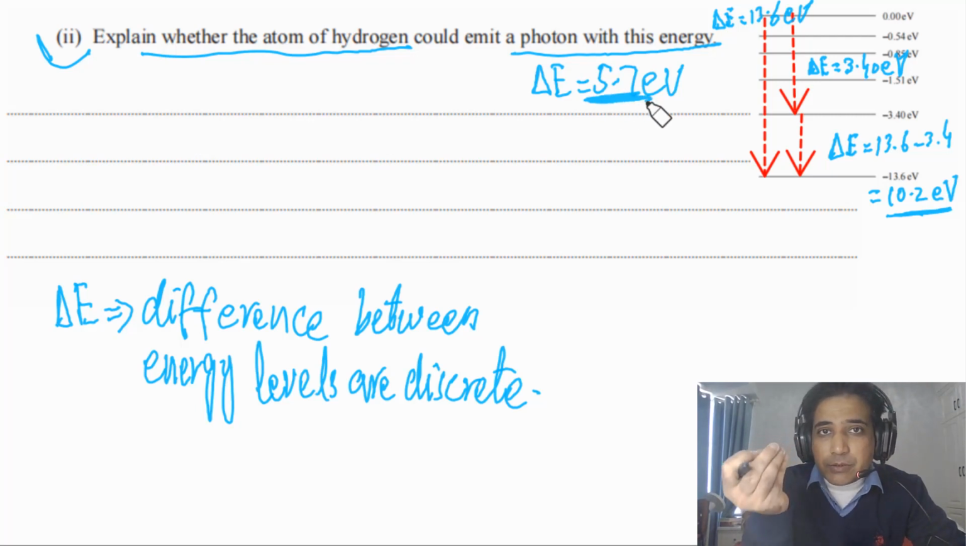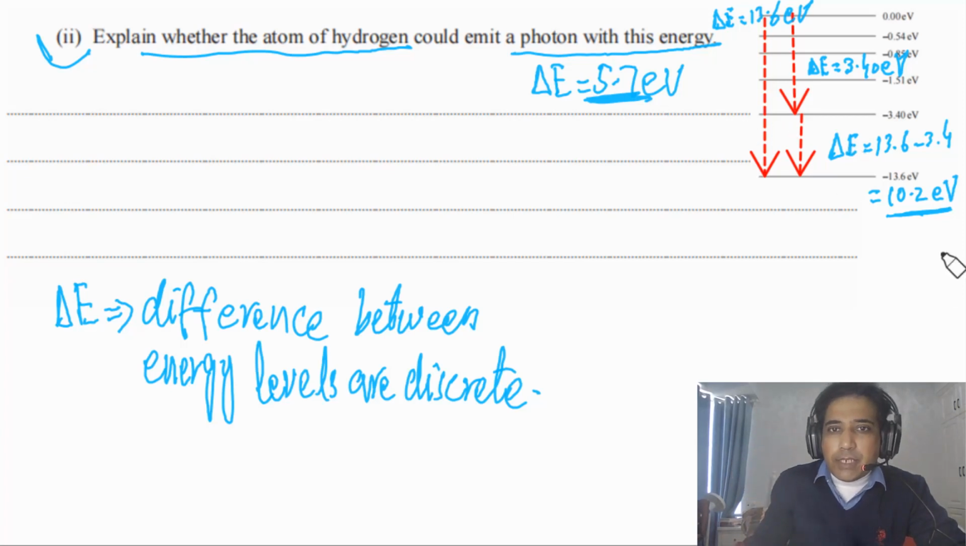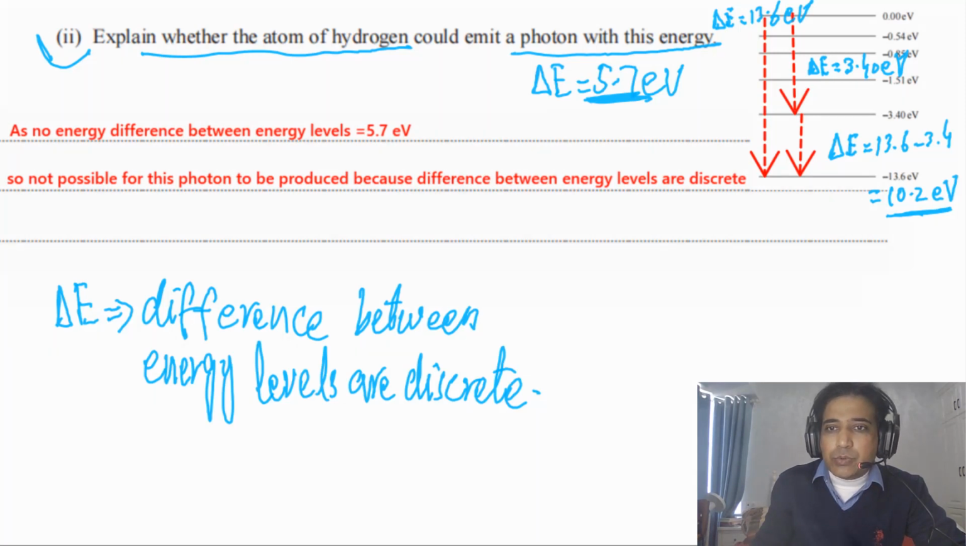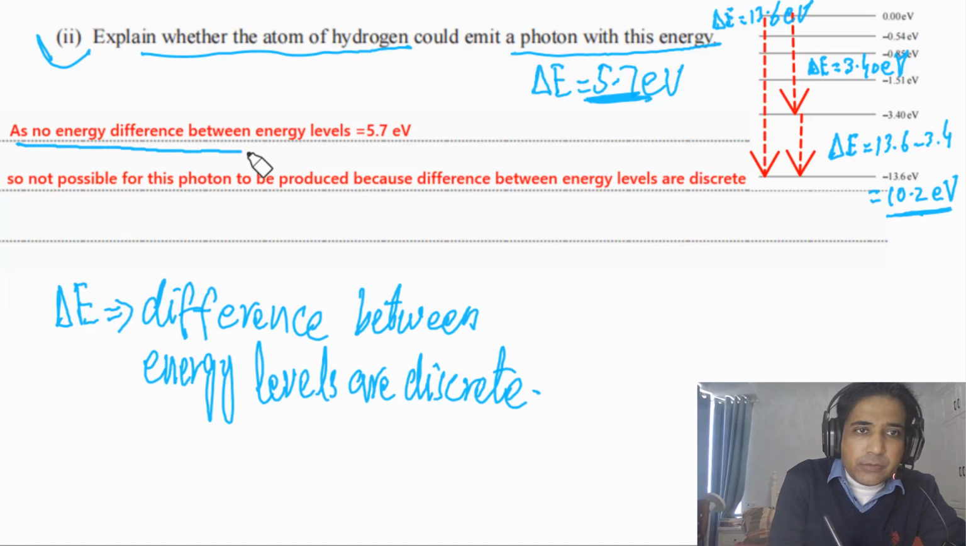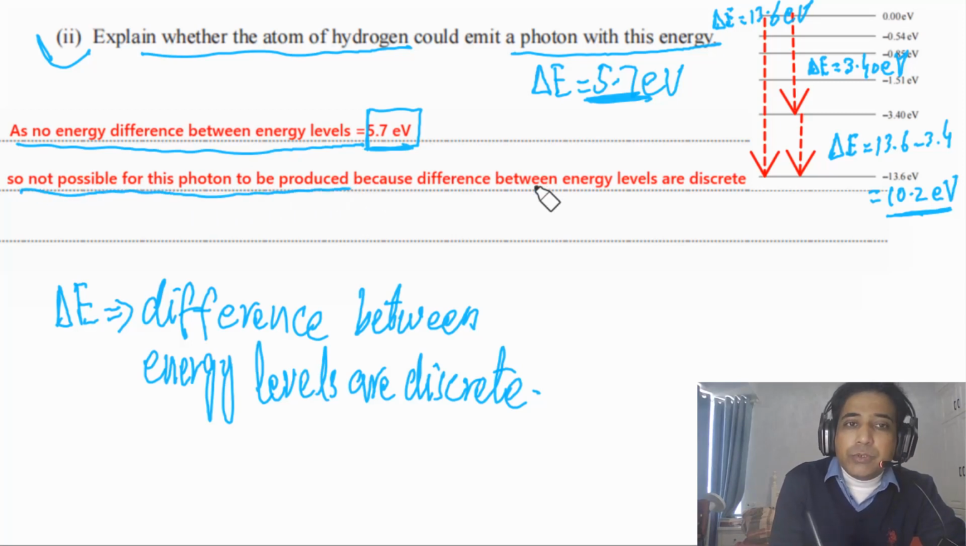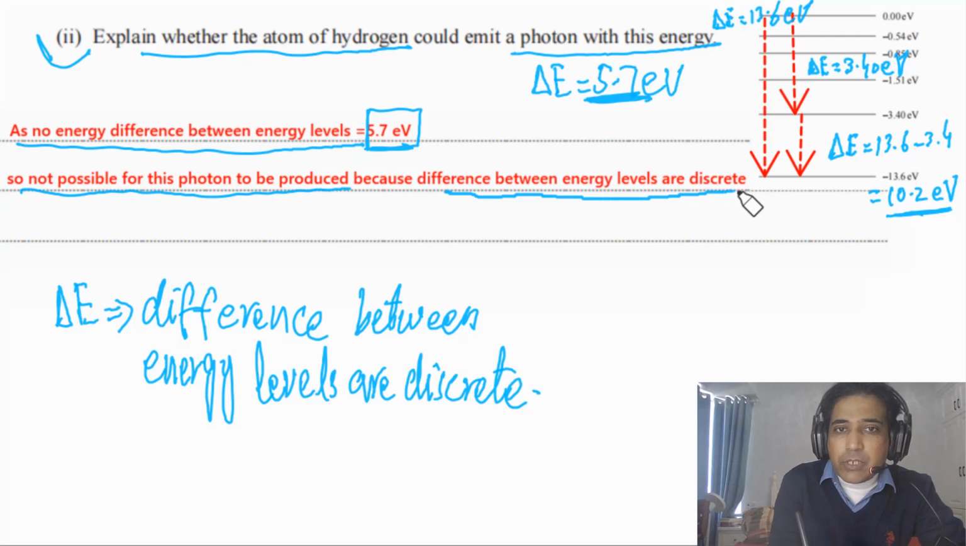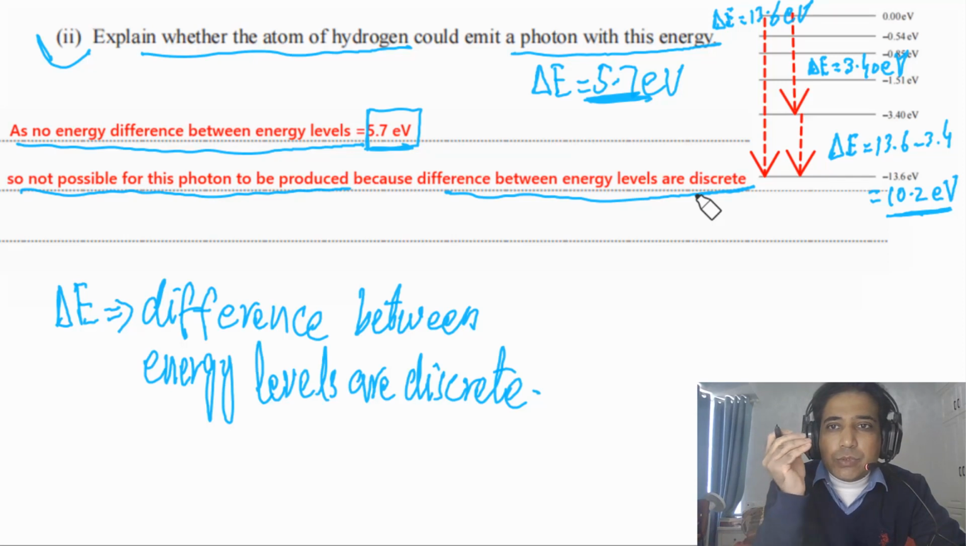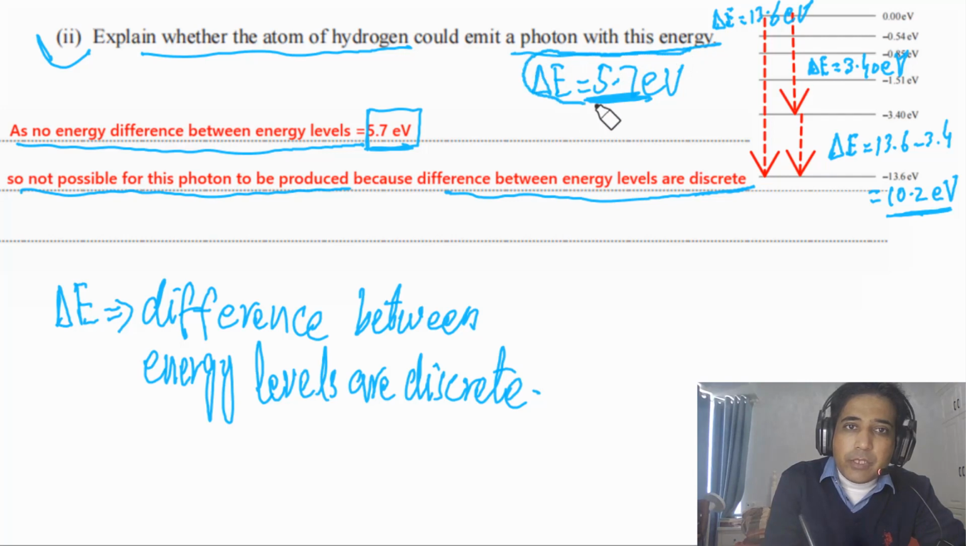So these are the points we need to understand. This question has 2 marks, so in our answer we can mention these 2 points. We can say, as no energy difference between energy levels is equal to 5.7 electron volts, it is not possible for this photon to be produced, because the differences between energy levels are discrete. They are discrete, they are not continuous. So these are 2 very important points about these energy levels, and we have to be very clear how to answer this type of problem.